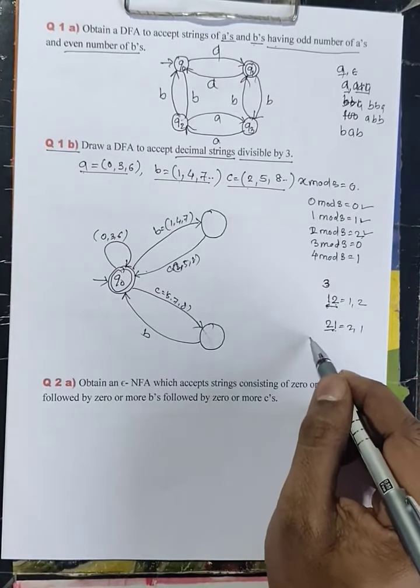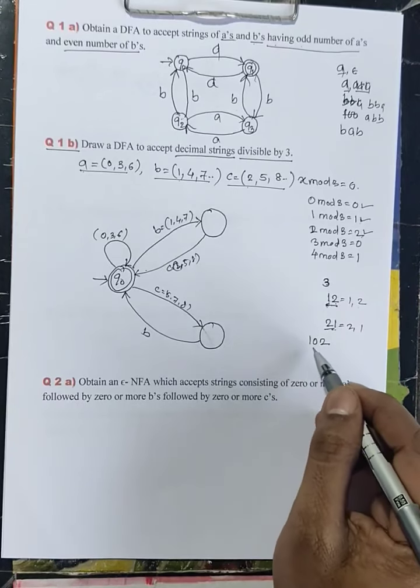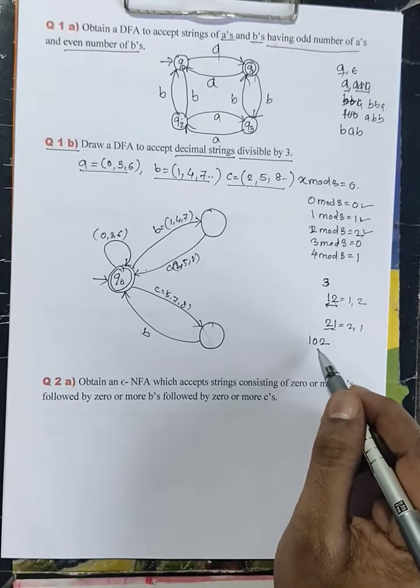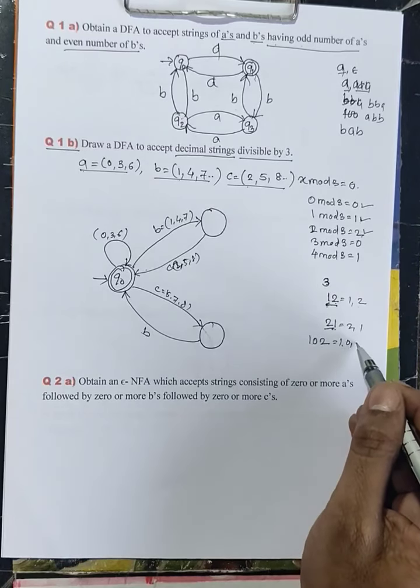Maybe our string is 1 0 2. 1 0 2 is divisible by 3. Means the remainders are for 1 0 2.